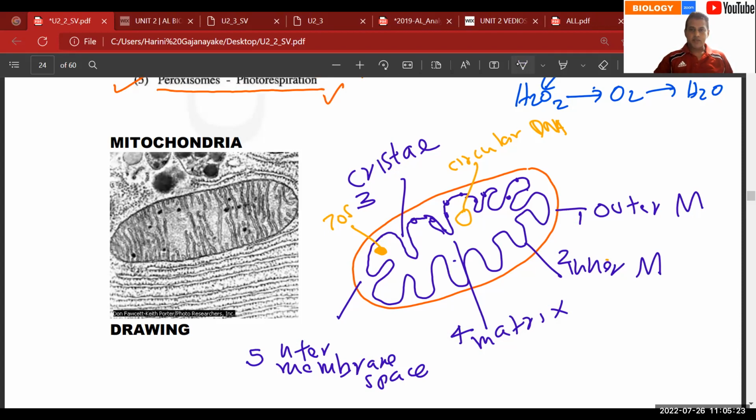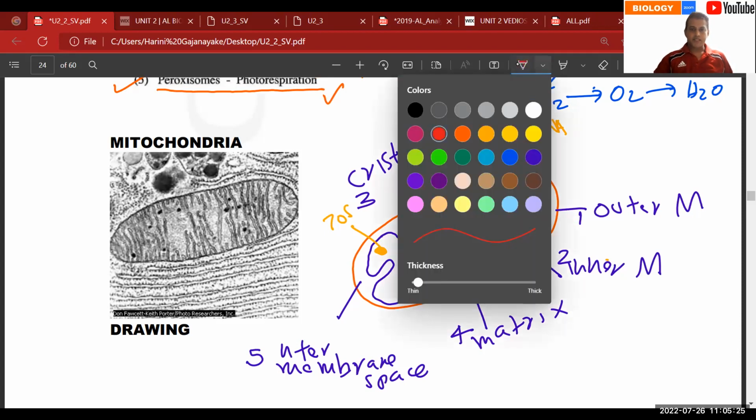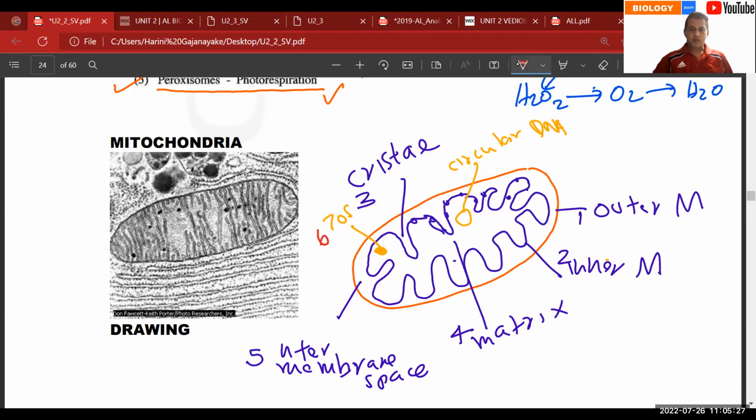And the 6th and 7th features are 70S ribosome and circular DNA. At least 7 components you should be able to draw in your picture. And this is the electron micrograph, how it looks like.